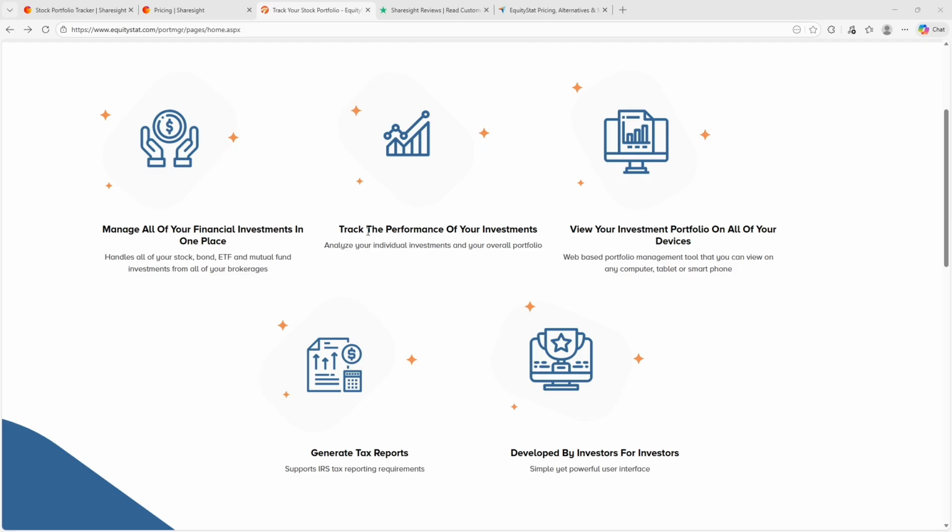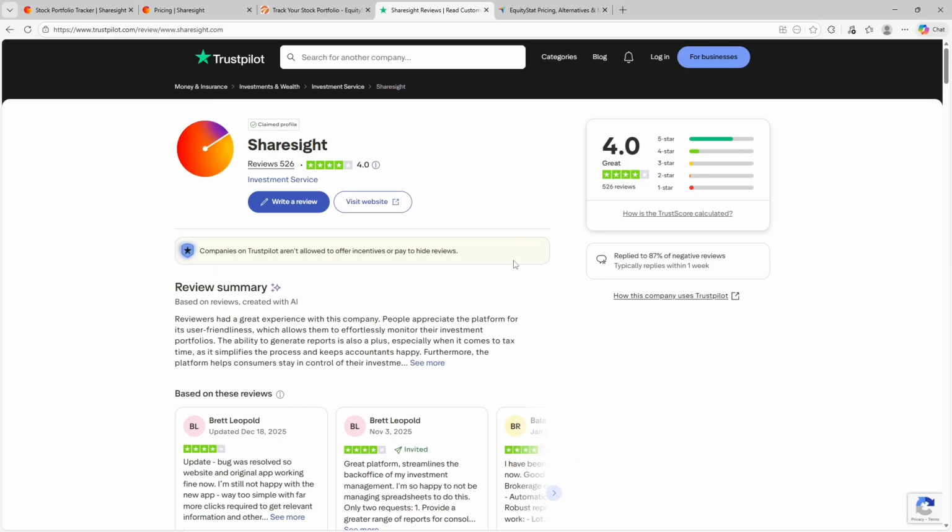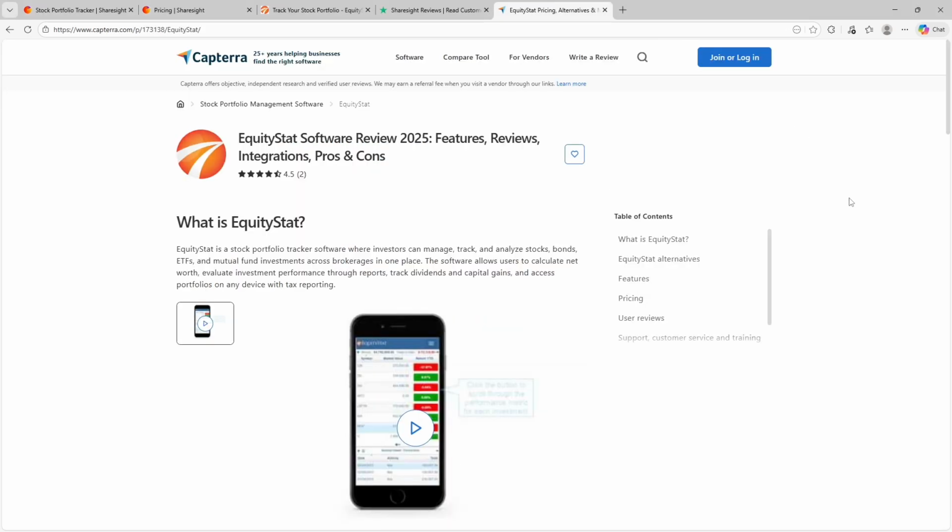In terms of ratings, Sharesight currently holds a 4.0 out of 5 rating on Trustpilot based on over 500 reviews, reflecting steady satisfaction among long-term investors who value reliability, dividend tracking, and reporting accuracy. EquityStat does not currently have a Trustpilot rating available.